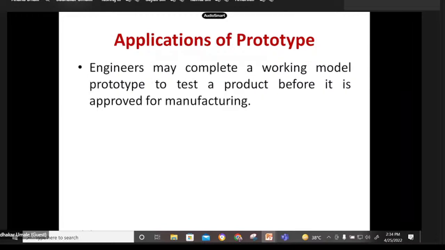What are the general applications of prototype? We have so many applications. I have written one sentence: engineers may complete a working model prototype to test a product before it is approved for manufacturing. So this is very important. We require the approval for manufacturing from the owner of the company, and how it works is shown by the prototype.